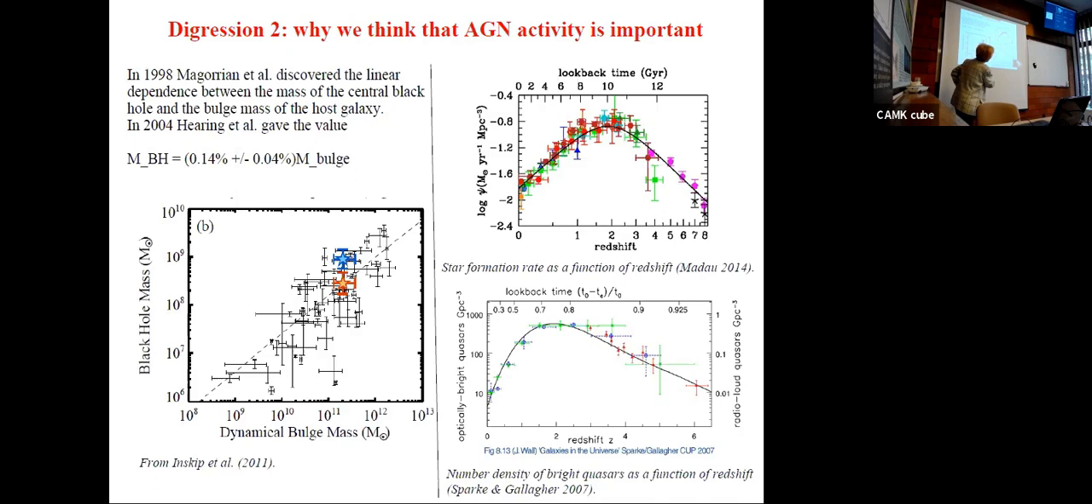And you see that they also peak more or less at the same place. Statistics is not good enough to tell what was first, starburst or quasar. We cannot tell that directly comparing the peaks of those two plots, although that would tell us what is affected what. Starburst affects the quasar or the central activity of the black hole, or the other way around.